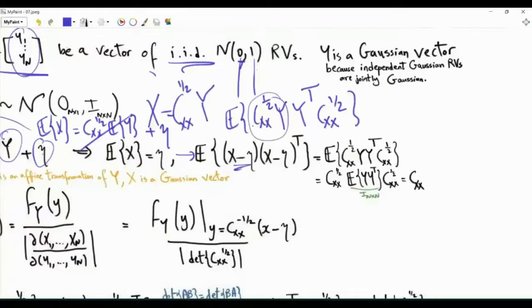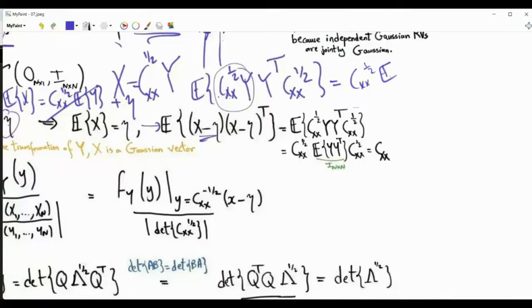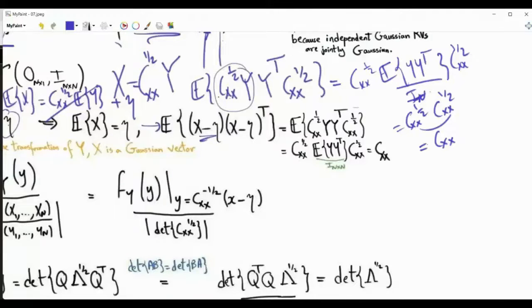Those matrices are given, they are deterministic. The expectation of y y transpose is the covariance matrix of vector y. Vector y is composed of n IID standard Gaussian random variables, so its covariance matrix is identity. Then we have these two matrices multiplied together, which gives us Cxx.